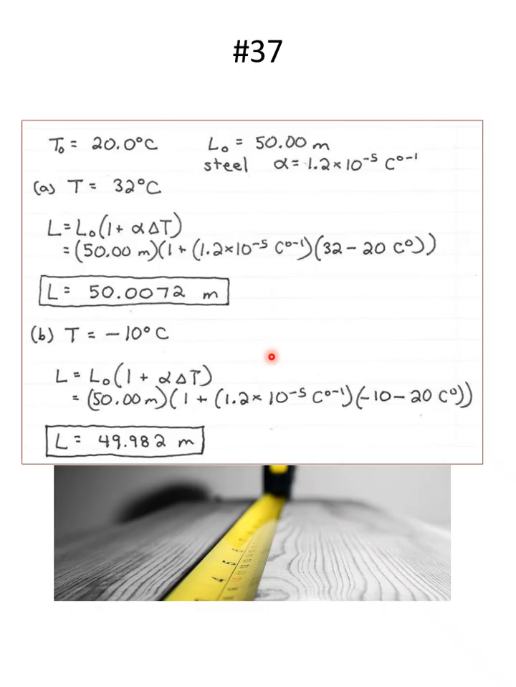Part B, on a cold day, it's going to shrink a little. We'll use the same equation, but now final temperature minus initial temperature is negative 10 minus 20. That's going to be negative 30, so it's going to make this part go negative. And we end up with a length of 49.982 meters.